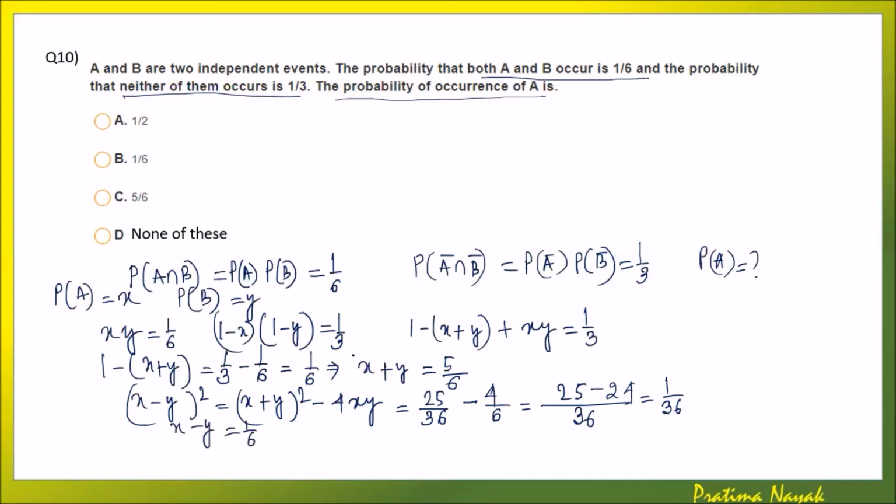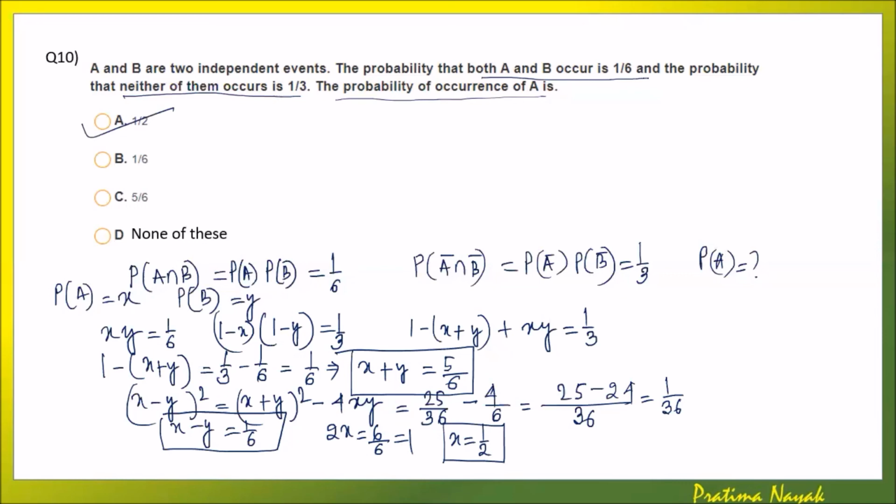So this gives you X minus Y is equal to 1 by 6. Now we will simplify. X plus Y is equal to 5 by 6, X minus Y is equal to 1 by 6. You will add them, you will get 2X is equal to 6 by 6, 1. X is equal to 1 by 2. So X is equal to 1 by 2 is the answer. So P(A) is equal to 1 by 2.